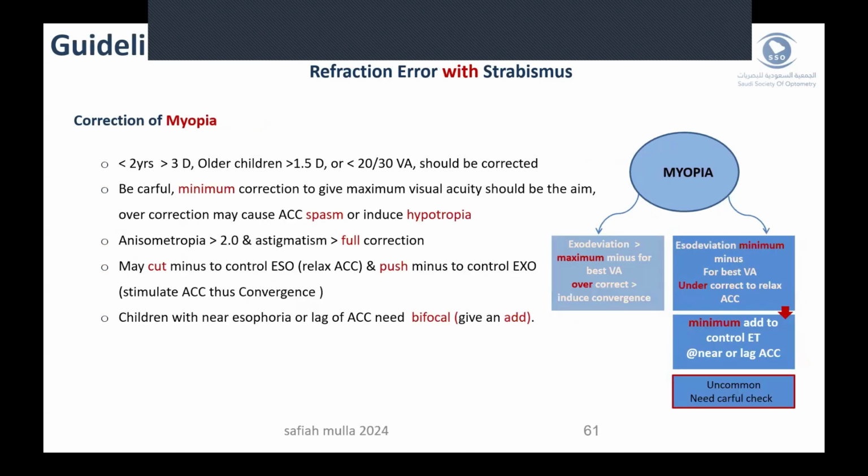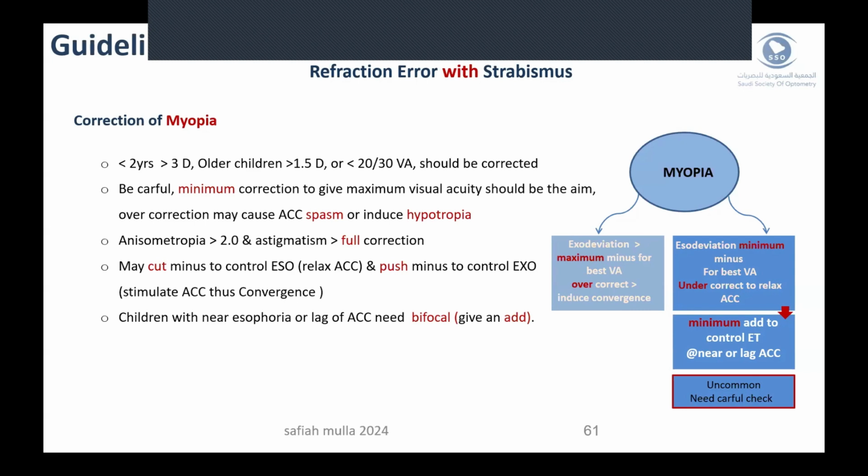In case of myopia, less than 2 years, you don't correct them until they are more than 3 diopter. That's in case of strabismus. We said if there is no strabismus, it will be different, but this is with the strabismus. If they have 3 diopter or more, then you correct them. Children older than that age should be 1.5 diopter or more to correct them, or if their visual acuity is reduced more than 20/30, they should be fully corrected.